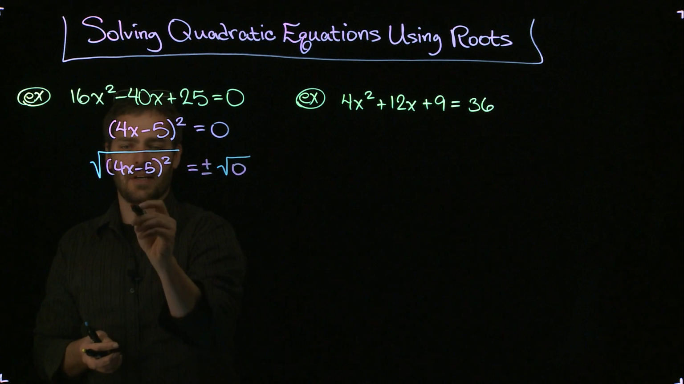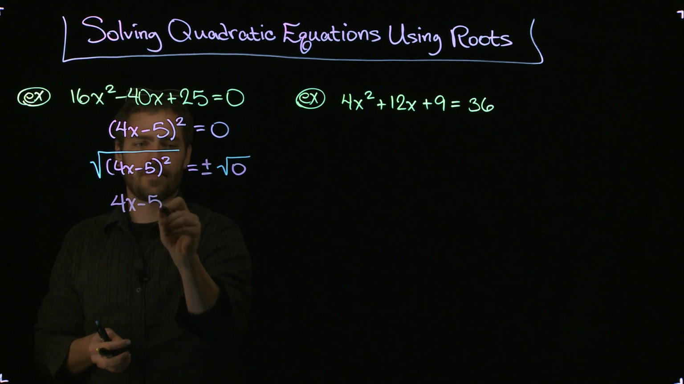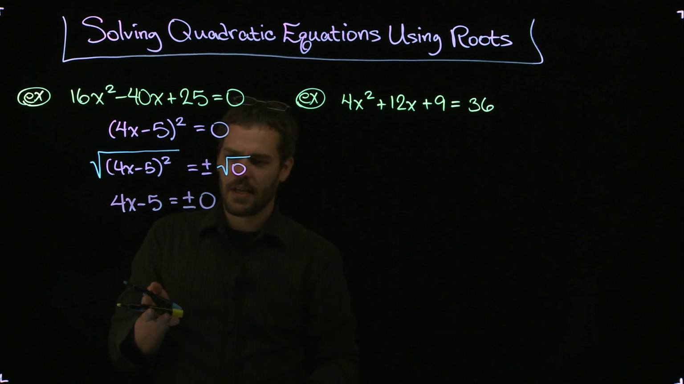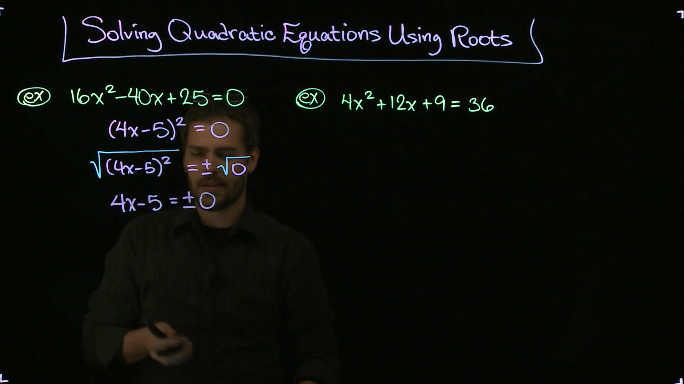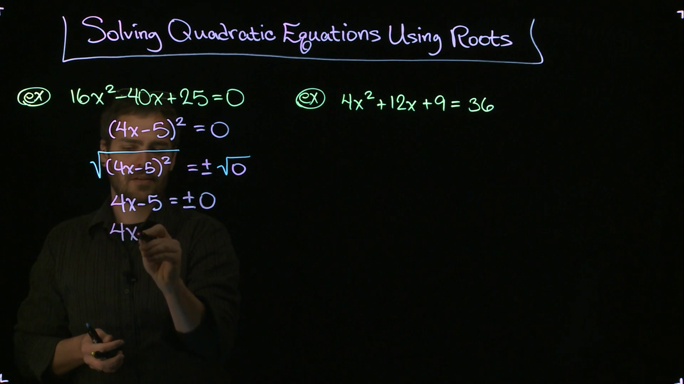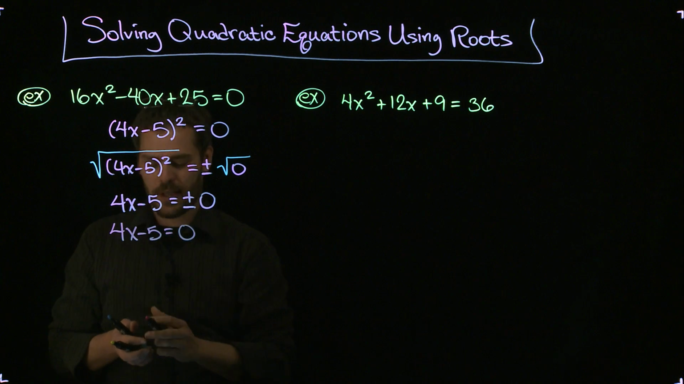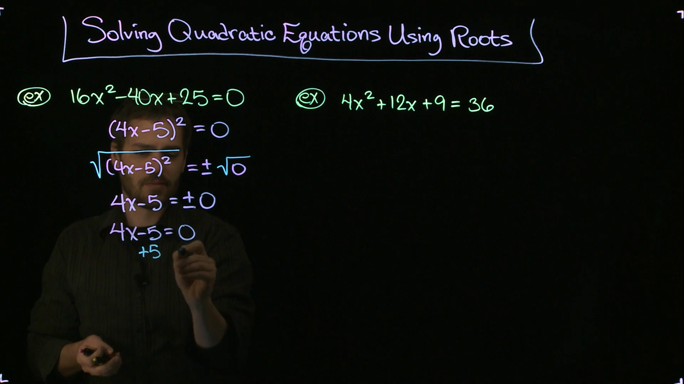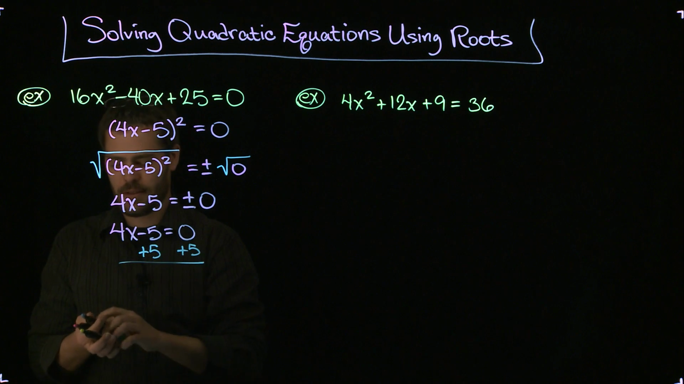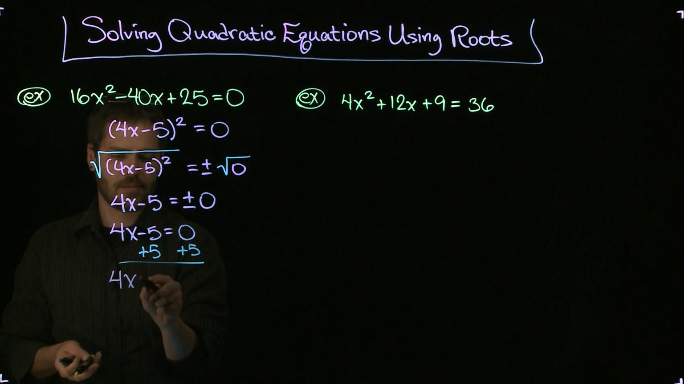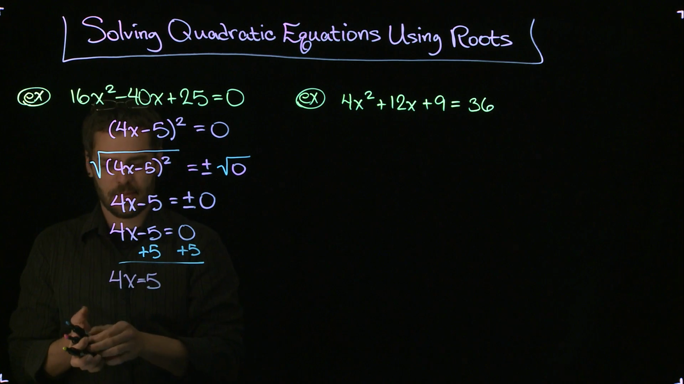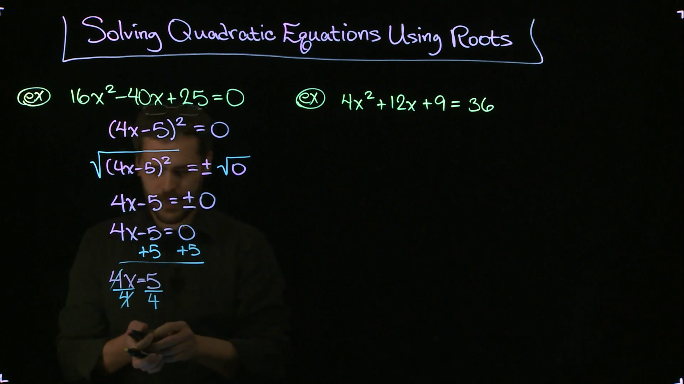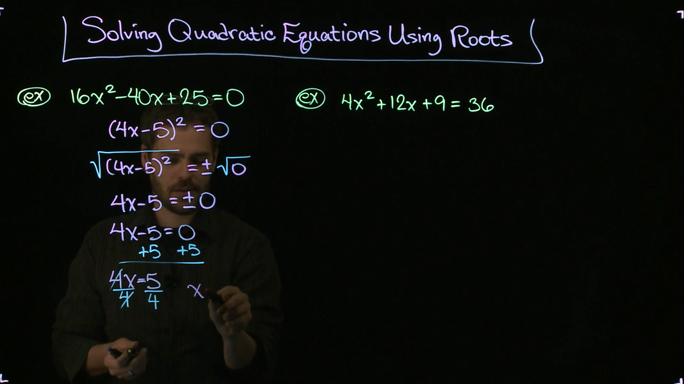The square root of this guy squared is just 4x minus 5, equals plus and minus the square root of 0, which is 0. Now, of course, positive 0 and negative 0 are the same number, so I could simply say 4x minus 5 is equal to 0, and continue to solve the equation. So from here, let's add 5 to both sides. That gets me to 4x is equal to 5. Divide both sides by 4. And x is equal to 5 over 4 is our solution.